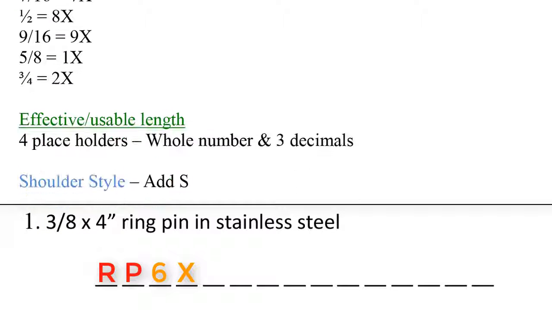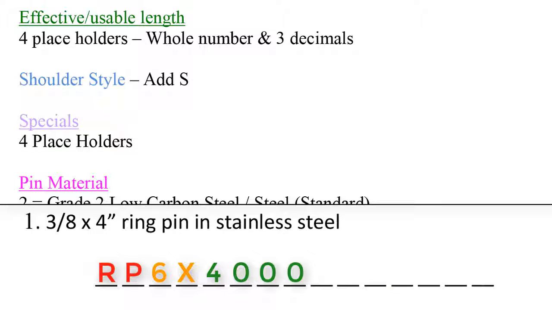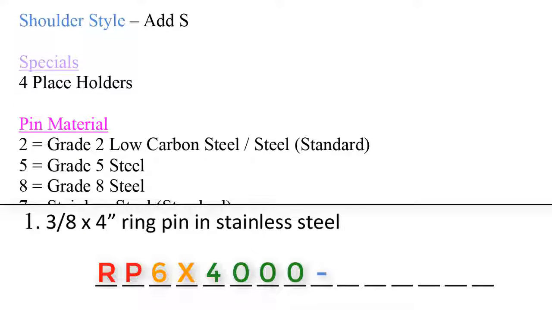Next we move on to the effective length in green. The effective length of number 1 is 4 inches. 4 inches would be written out as 4,000 in the green section. Next, we move on to shoulder style. Number 1 does not state that there is a shoulder on this pin. Therefore, we would just put a dash. Moving on to the purple special section, we have 4 placeholders. There is nothing special to note about number 1, so we would enter 4 dashes.